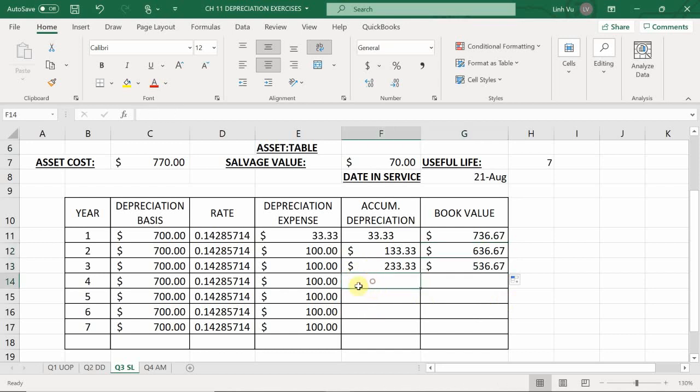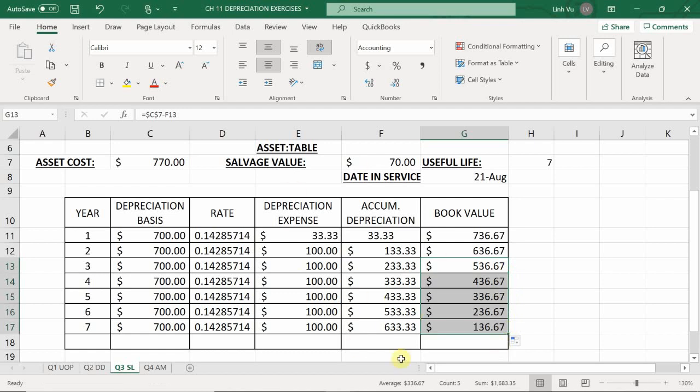So now you can see a trend, right? Because you're adding 100 every single time. So for the next years, I'm going to be adding 100 each time. That means the next time it's going to be 333.33, then 433, 533, 633. That's also going to decline your book value by 100 every single year. So there you go. I am now down to my 7th year and I have finally reached 136.67.